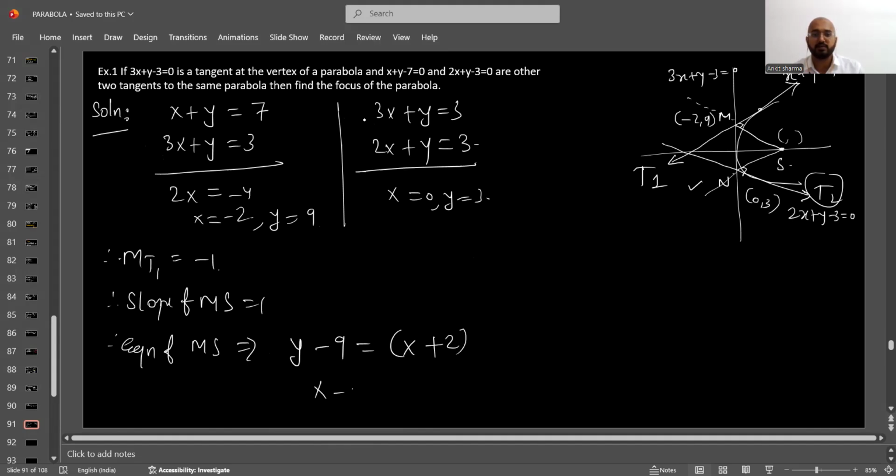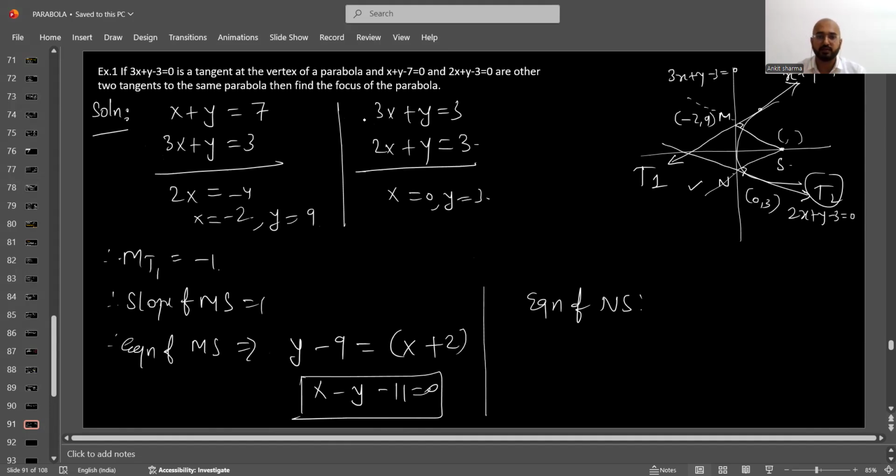This means I get x minus y minus 11 is equal to 0. This is one of the lines, x minus y minus 11 is equal to 0. The equation of MS we have found. Now let's also find the equation of NS.